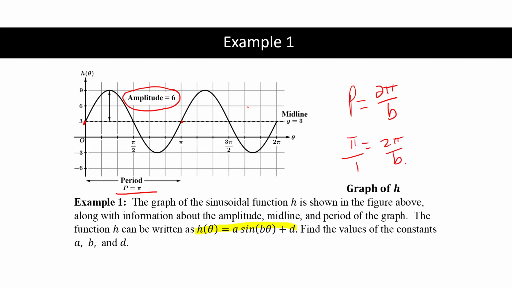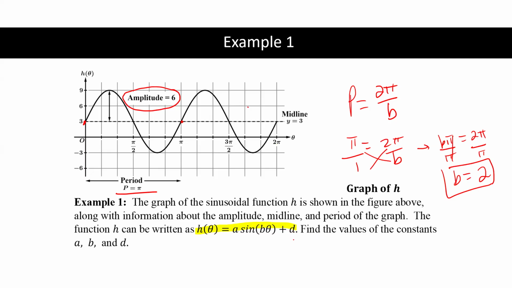A little quick cross multiplication and divide, and we can find our B. Make sense? I'm going to cross multiply. This gives me B pi equals 2 pi. Divide by pi. So therefore, B equals what? 2. So now we have our B, we have our A, and the last thing we need is our D.